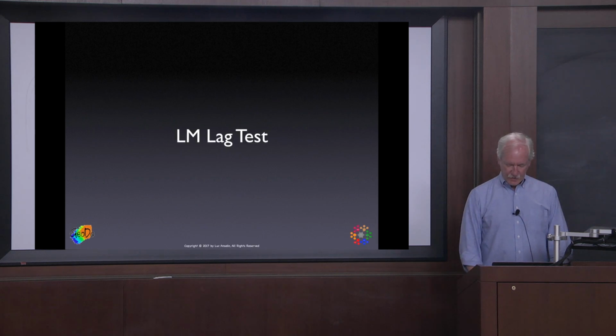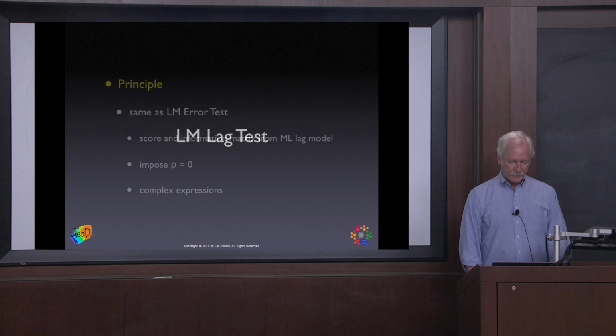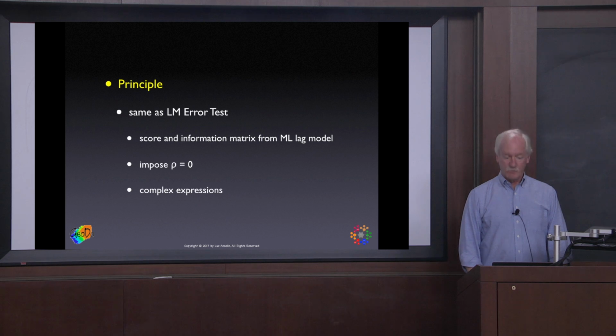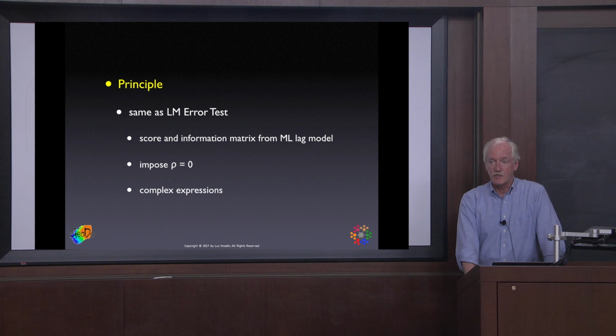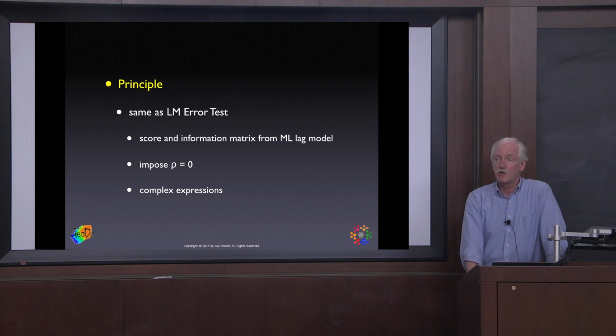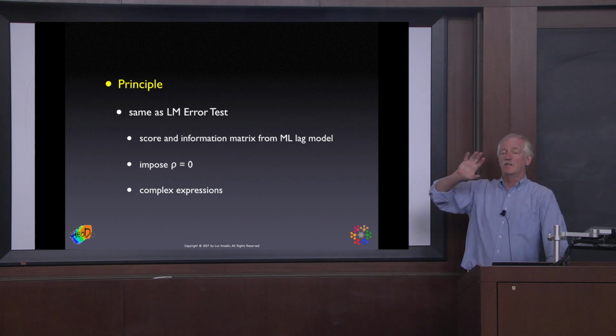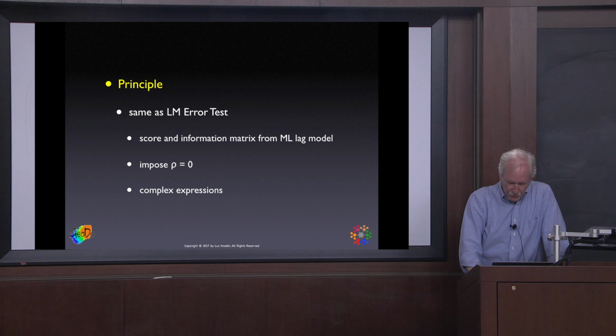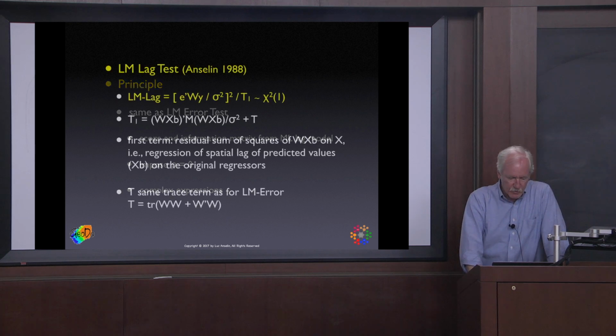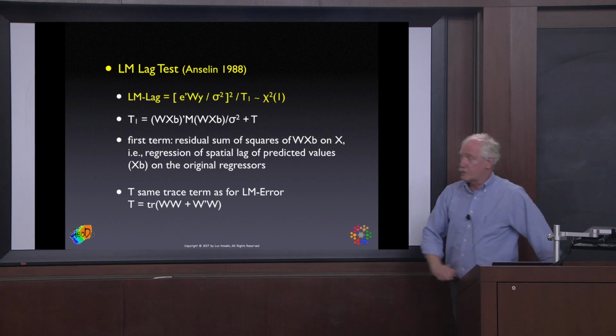Okay, the lag test, same idea, much more complicated. If you remember, the expressions, especially for the second partial derivatives, were much more complicated because the variance in the lag model was not block diagonal like it is in the error model. So that's something just for amusement. You see these expressions.